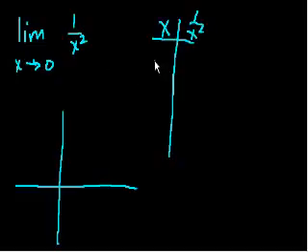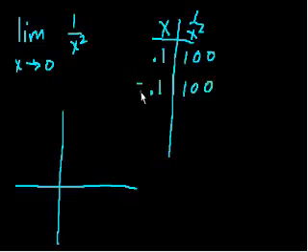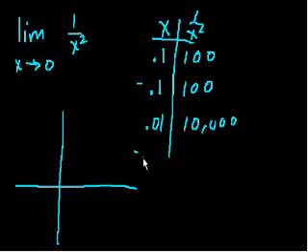So when x is 0.1, 0.1 squared is 0.01, so 1 over that is 100. Similarly, if I do minus 0.1, minus 0.1 squared is positive 0.01, so then 1 over that is still 100. So regardless of whether you put a negative or a positive number here, we get a positive value. And similarly, if we say x is 0.01, if you evaluate it, you'll get 10,000. And if we put minus 0.01, you'll get positive 10,000 as well.